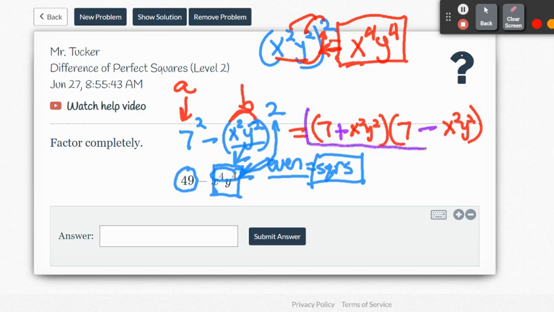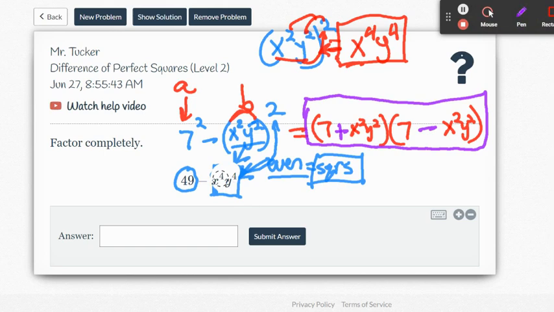The whole key is identifying what are the squares. What squared gives you the first term, and what squared gives you the second term, so that you can just write them in 2 sets of parentheses, and then make them conjugates, 1 plus, 1 minus, and you're done.